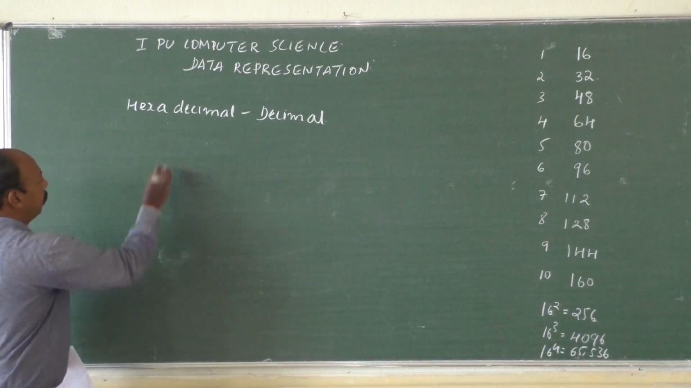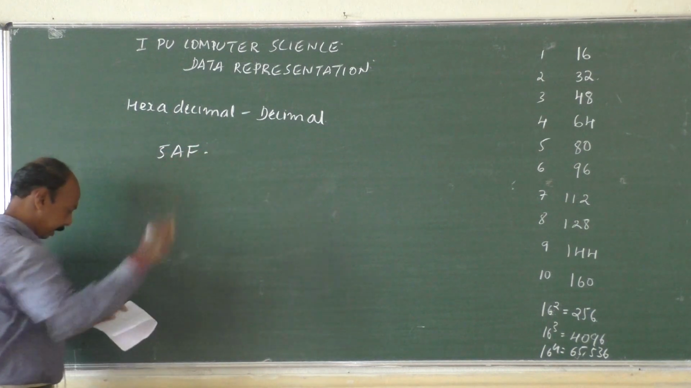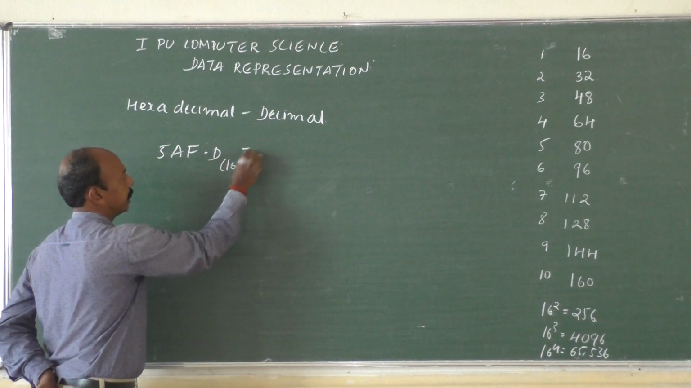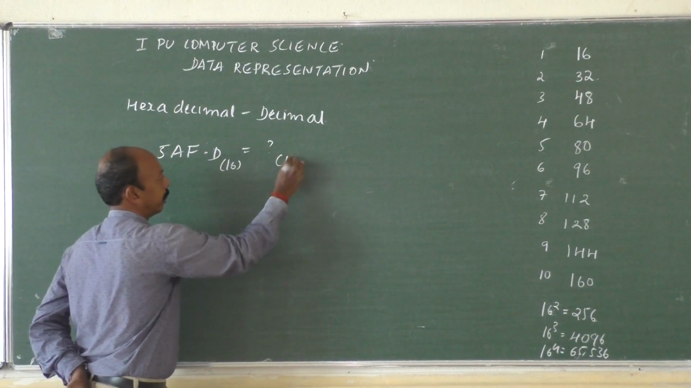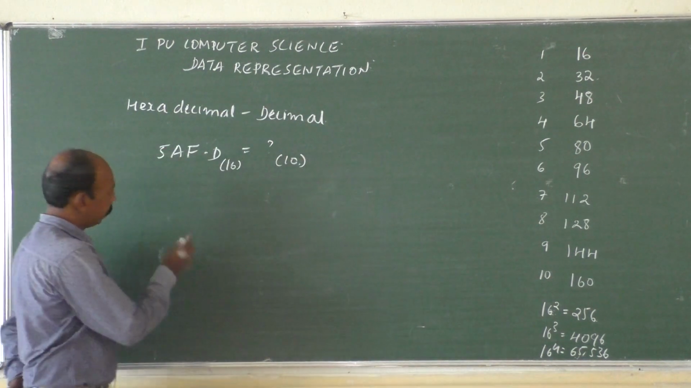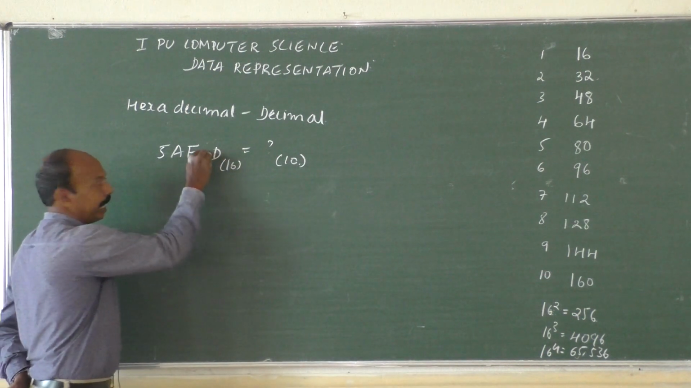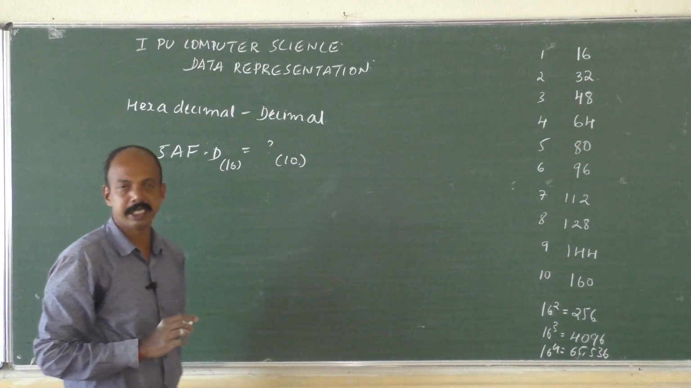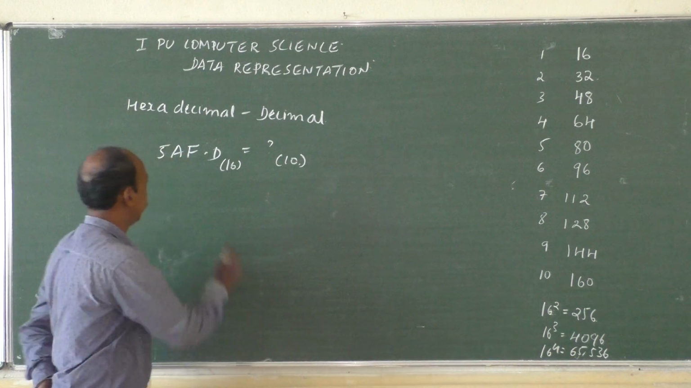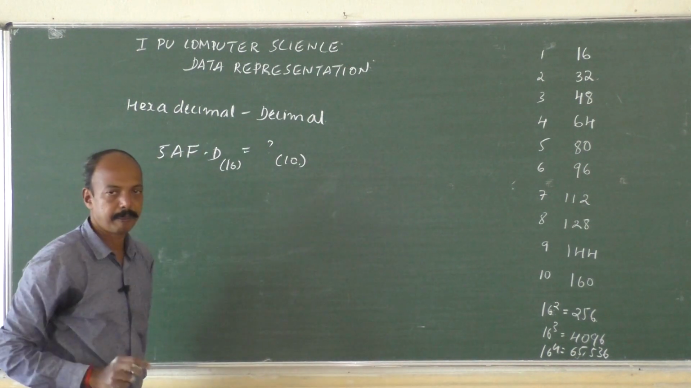Let us have the number 5AF.D to the base 16. How much is it to the base 10? It's easy, it's not difficult. First, let's write it in the format. Here it is a hexadecimal point, just like the decimal point, binary point, and octal point.